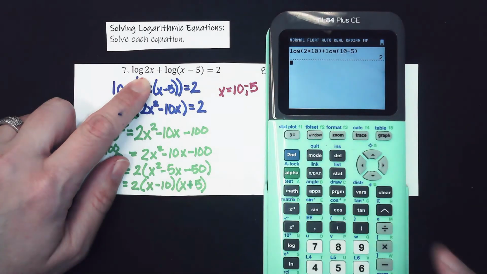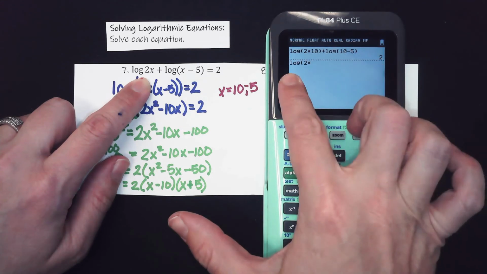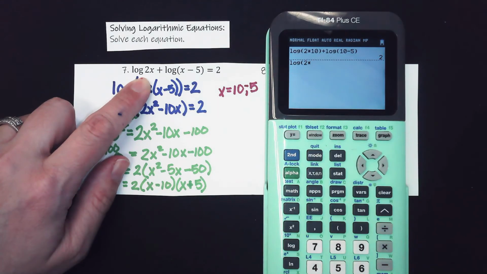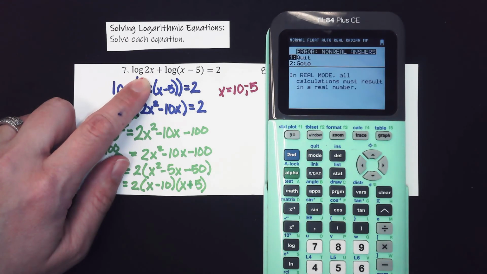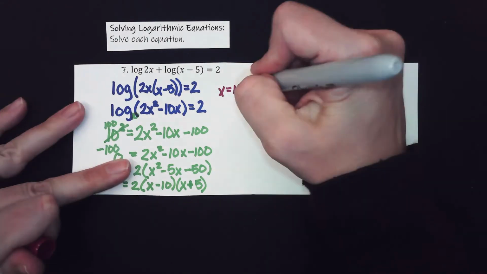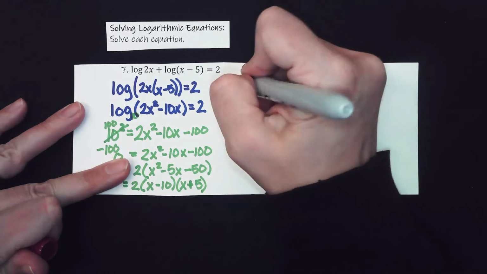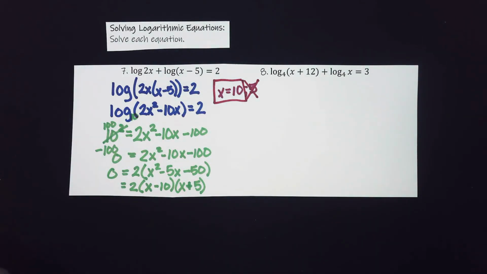Let's try negative 5 out. Log of 2 times negative 5, and my parentheses, plus the common log of negative 5 minus 5. And I get an error, okay? So it means it's a non-real answer, so I'm going to say that is not one of my solutions. It's an extraneous solution, and my solution is 10.